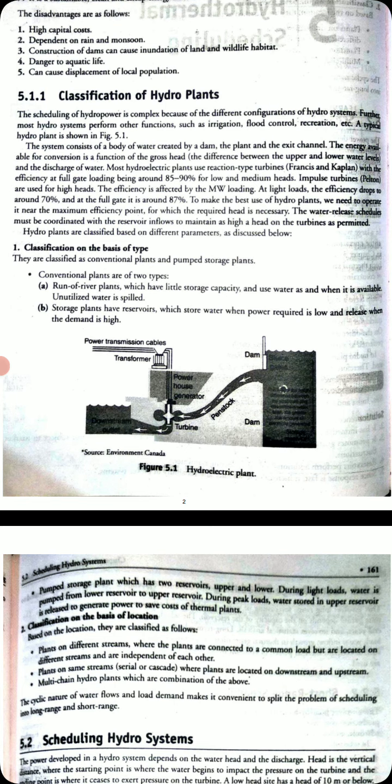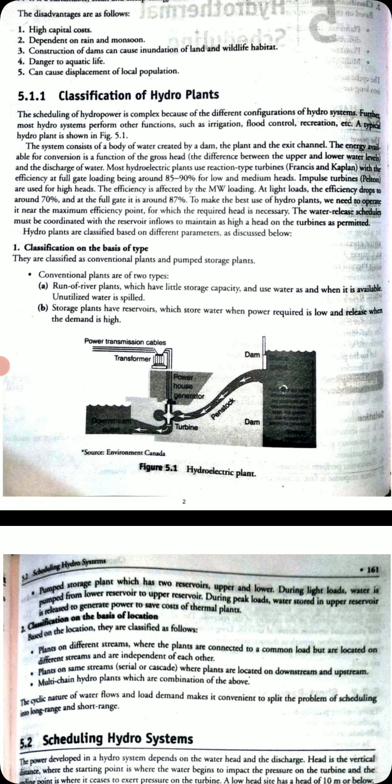Conventional plants, once again, have two types. One is run-off river plants, which have little storage capacity and use water as and when it is available. Unutilized water is spilled, meaning how water flows in the river, that will be utilized. That is called run-off river plants.